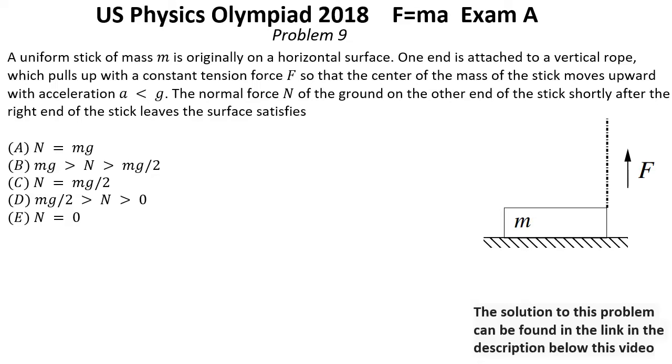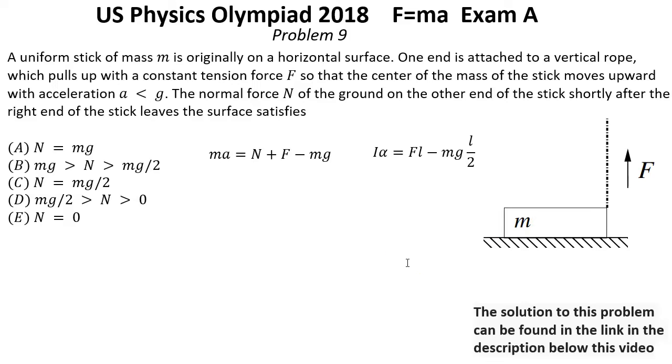Solution for problem number 9. Here we can write two equations. One equation is net force in the vertical direction, and the other equation is rotational motion. There is no equation for horizontal motion. So first of all, let's write the vertical equation. We have ma equal normal force plus force F minus gravity force. That's the vertical equation. Rotational motion.